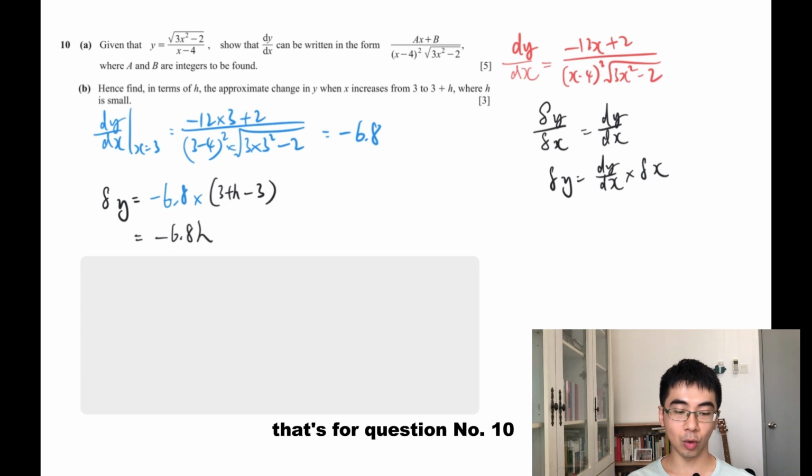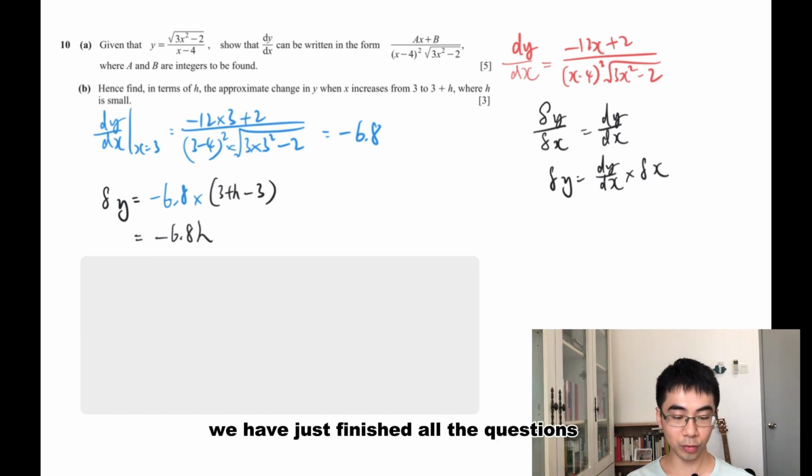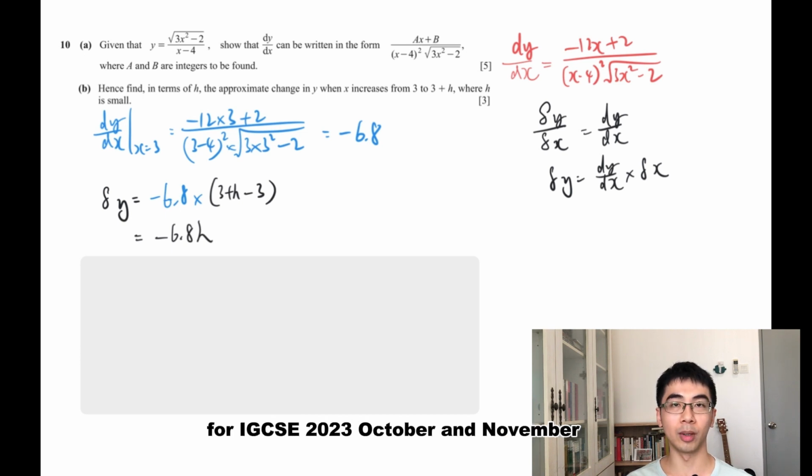So that's for question number 10. We have just finished all the questions for IGCSE 2023 October and November Additional Mathematics Paper 1, Set 1.